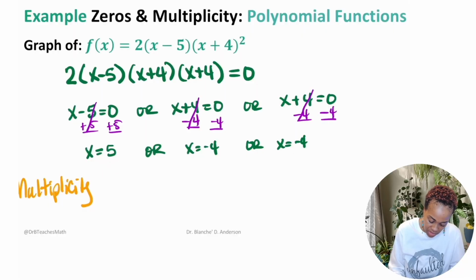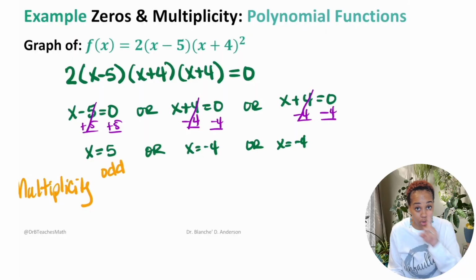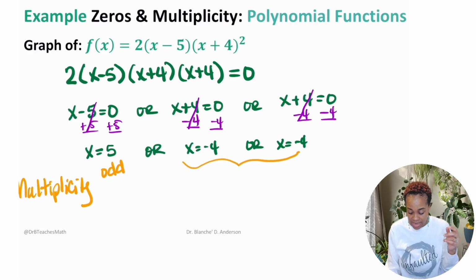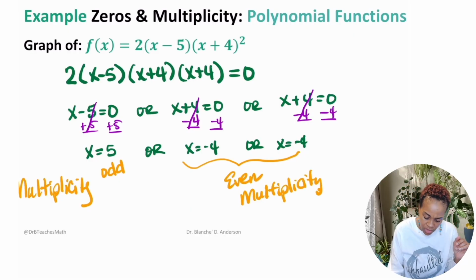Let me not put numbers because I don't want you to be. So this has an odd multiplicity. Why? Because it only showed up 1 time. What about the multiplicities on -4? It has an even multiplicity. Why? Because it showed up twice, and 2 is an even number. Y'all see how that works?